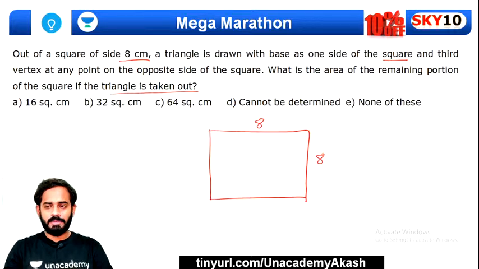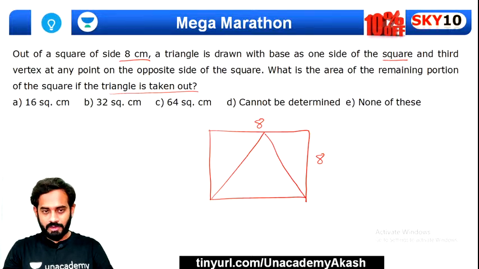Okay, now there is triangle drawn here. So triangle drawn is like this. So if we have taken out this triangle, what is the area of remaining portion? That remaining portion will be what? This is the remaining portion.